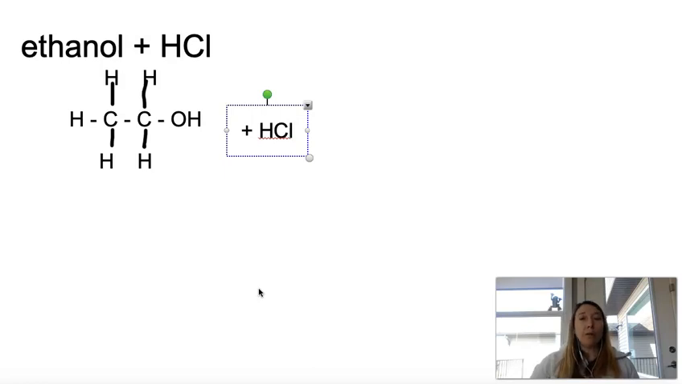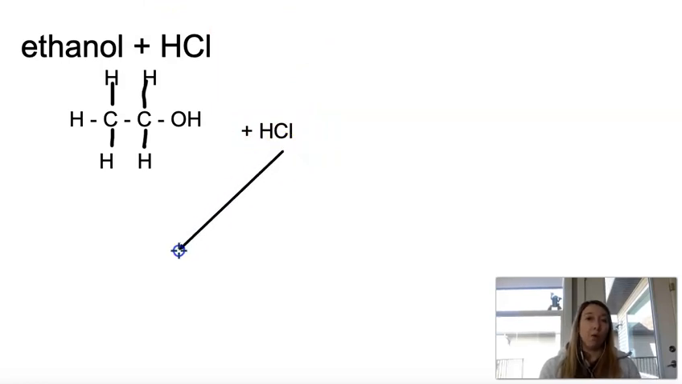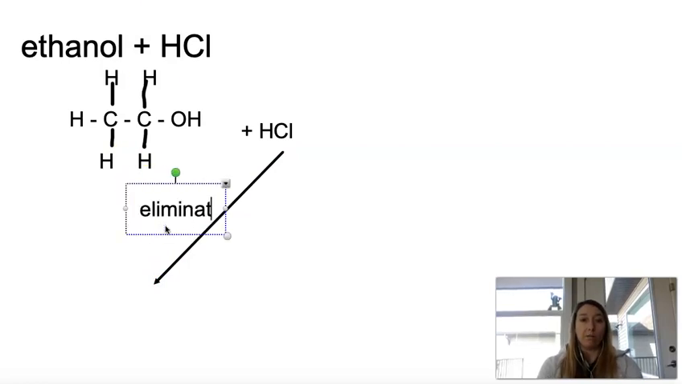And then we talked about elimination. We said for elimination, one of our options was to have that alcohol with a strong acid. So this does meet the requirements for elimination. Okay, so one of the options we have here is for this to undergo elimination.